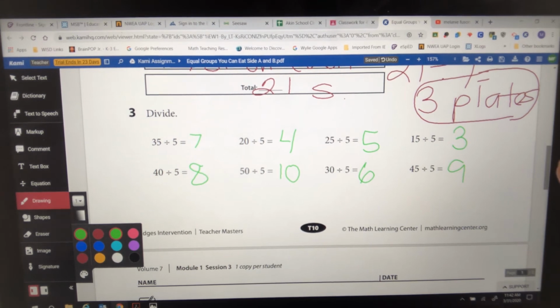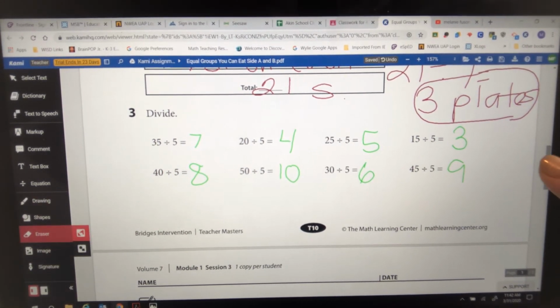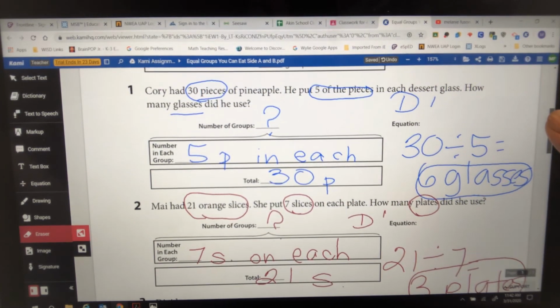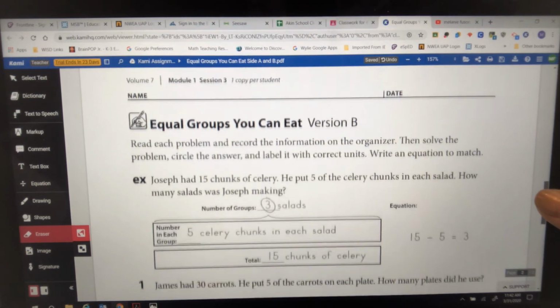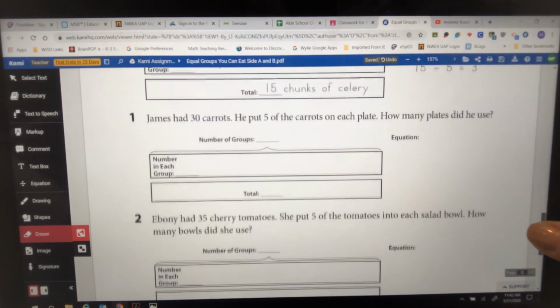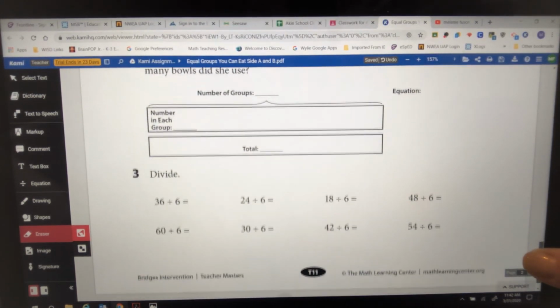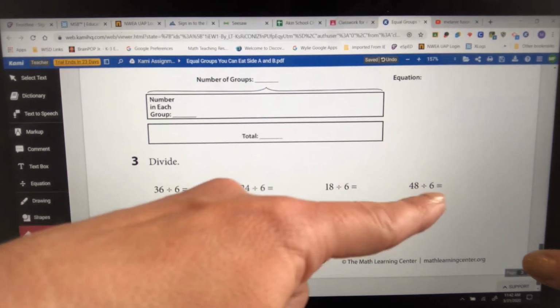Boys and girls, that is it for our assignment today. I want you to look. We did these 2 together. They're both D1. I want you to look, scroll down on the side. They're very similar, except this time you're counting by 6s.